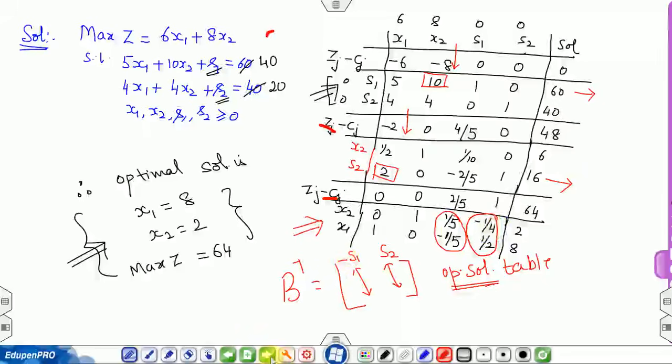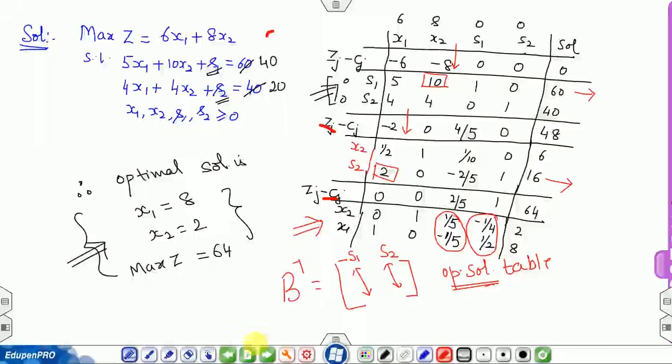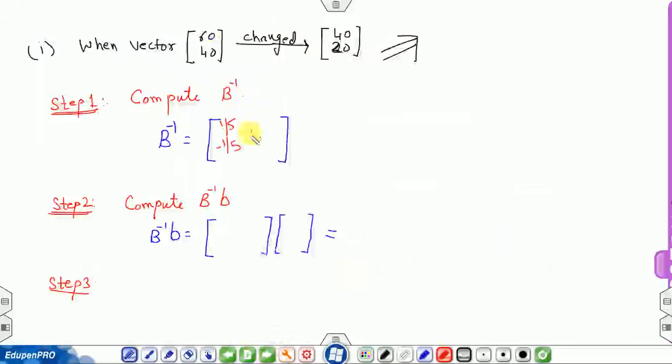So it means the first column is S1. So how you write B inverse is nothing but 1 by 5, minus 1 by 5. This is the column corresponding to S1. That is the column corresponding to S2, minus 1 by 4 and plus 1 by 2. So what is the b? Here this is my 1 by 5, this is minus 1 by 5, minus 1 by 4, this is 1.